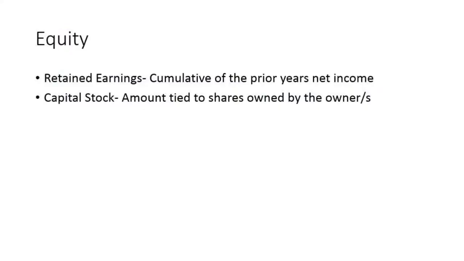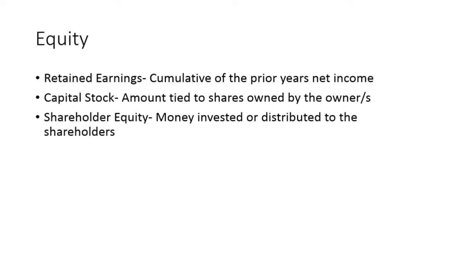You have capital stock. Capital stock is tied to the amount of shares owned by the owner or owners, and it usually gives a value, usually in your first return or your first years when you establish that. So you have your corporate set of books where you have shares. Maybe you have 100 shares at $1, or you have 100 shares at $10. That's usually determined, and I rarely see that change in smaller businesses. You also have, considering we're talking about maybe more like an S corporation, shareholder equity, and it's money that's either invested or distributed between the owners themselves.